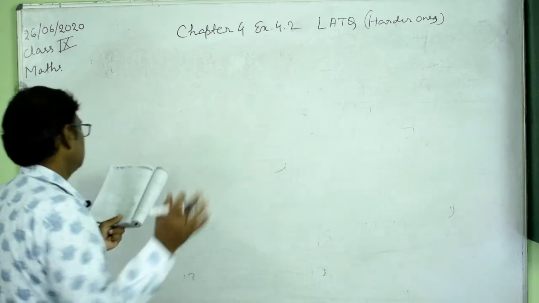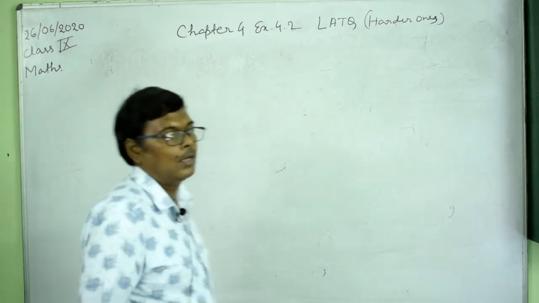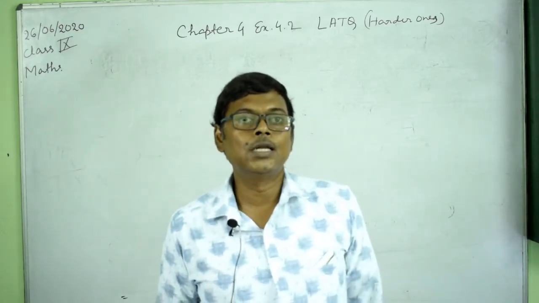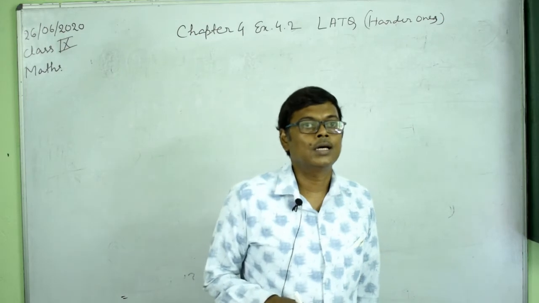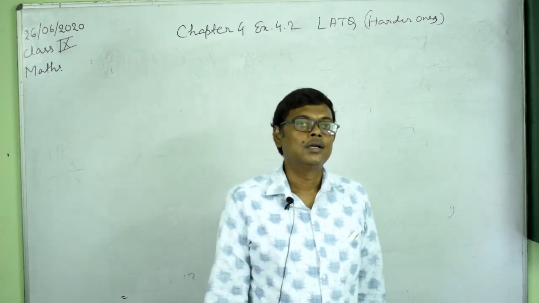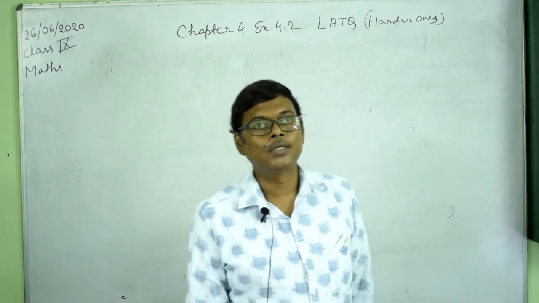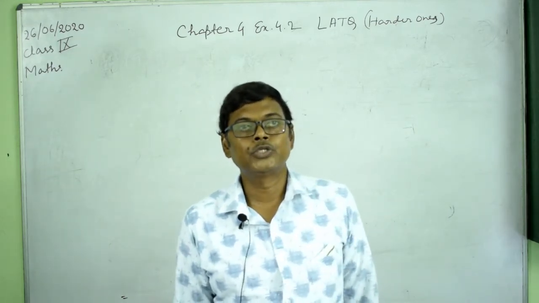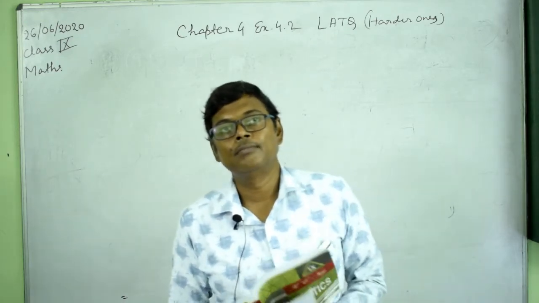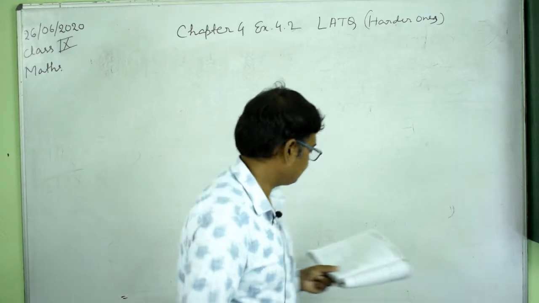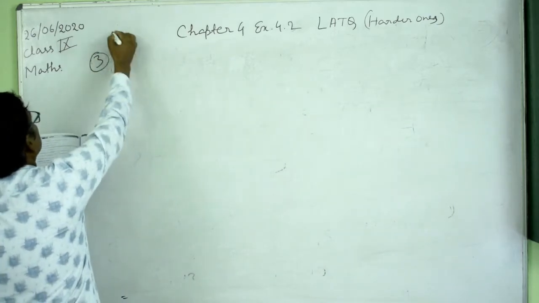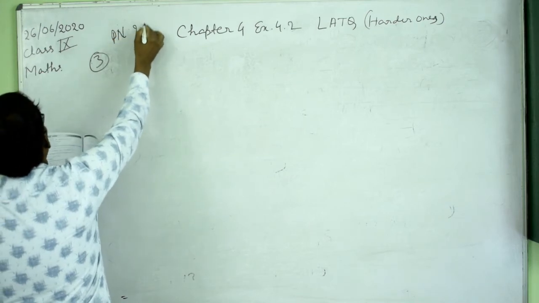There are four methods here. I again repeat the methods of solving simultaneous linear equations in two variables. There are four methods. Number one is the elimination method, number two is the comparison method, number three is the substitution method, and number four is the cross multiplication method. So this is question number 3, and I can write here page number 268 again.